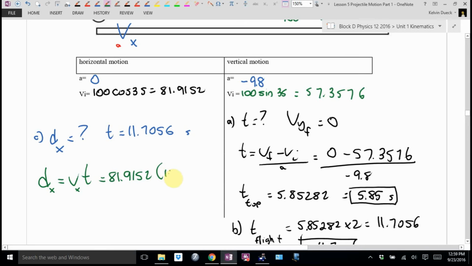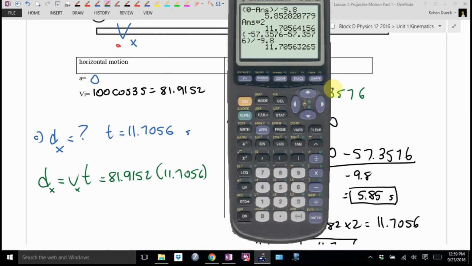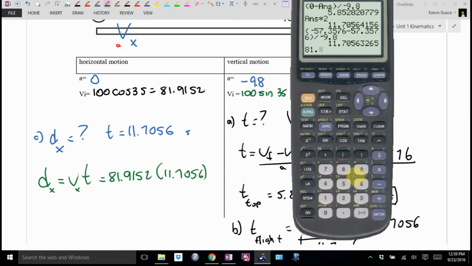81.9152 times 11.7056. 81.9152. If you, again, really wanted to be as accurate, as little rounding as possible, Sarah, you could type 100 cos 35 instead of 81.9152 times, I'm going to use my answer button, 959 meters.